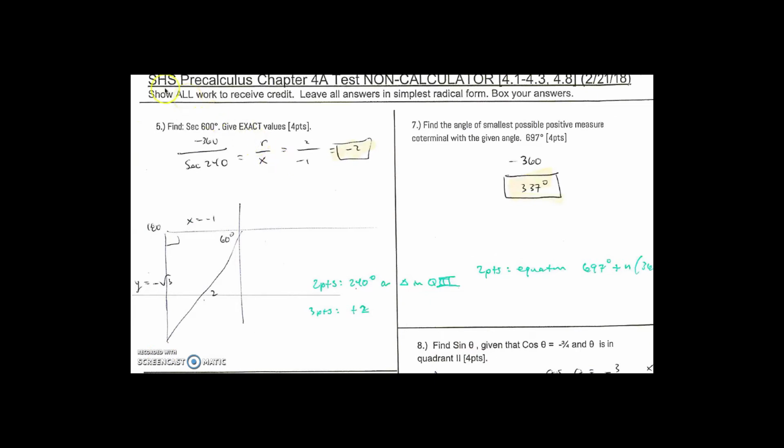Backside was a free response. Make sure to show all your work to get credit. Leave all your answers in simplest radical form. Box your answers. Question number 5 says find secant of 600 degrees. Give exact value. So the word exact should tell you fractions.